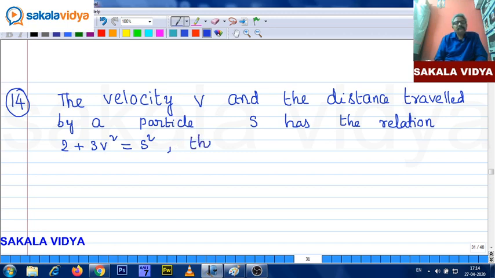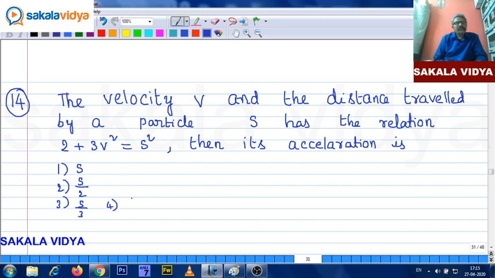Then its acceleration is: first option s, second option s by 2, third option s by 3, fourth option s by 4. So, this is the question.